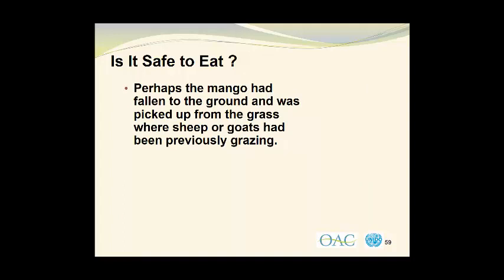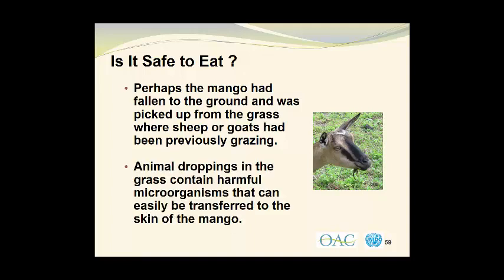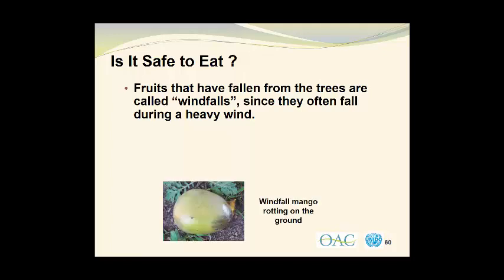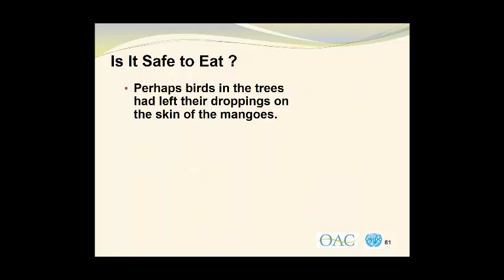Perhaps the mango had fallen to the ground and was picked up from the grass where sheep or goats had been previously grazing. Animal droppings in the grass contain harmful microorganisms that can easily be transferred to the skin of the mango. Fruits that have fallen from trees are called windfalls, since they often fall during a heavy wind. Here is a picture of a windfall mango rotting on the ground. You should never use windfalls in your food processing, since they can easily pick up contaminants from the ground.